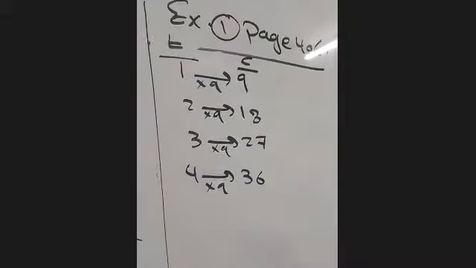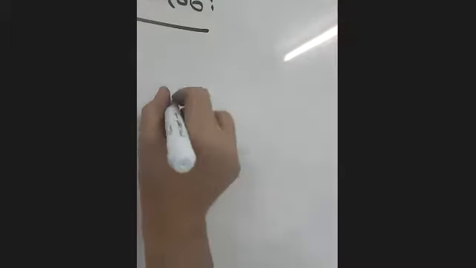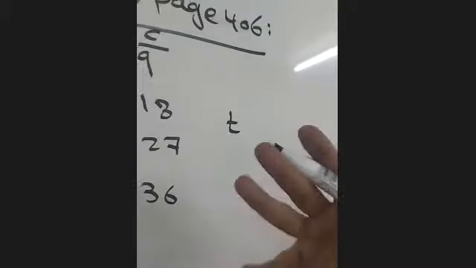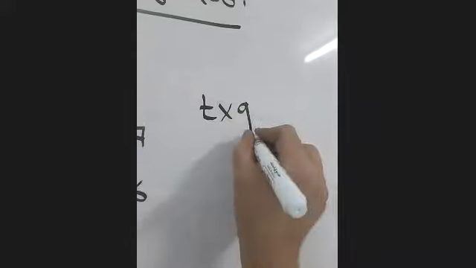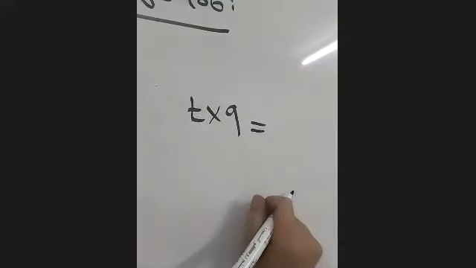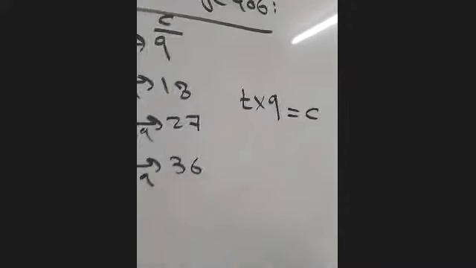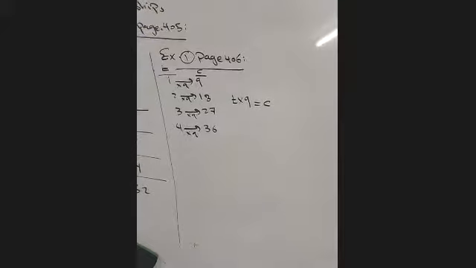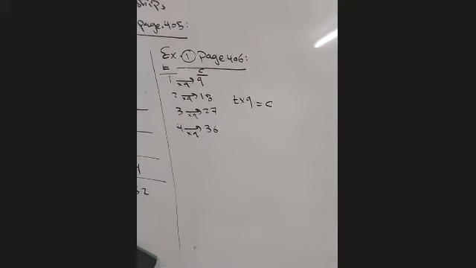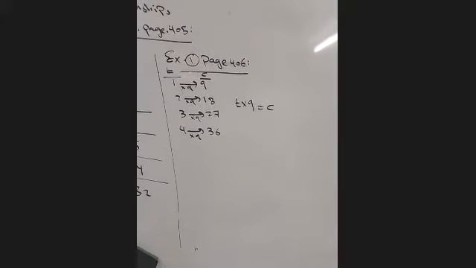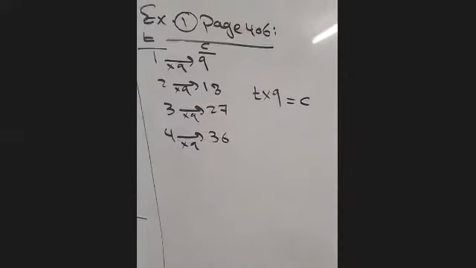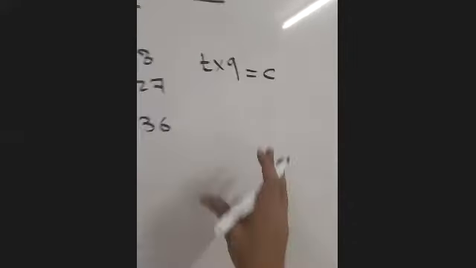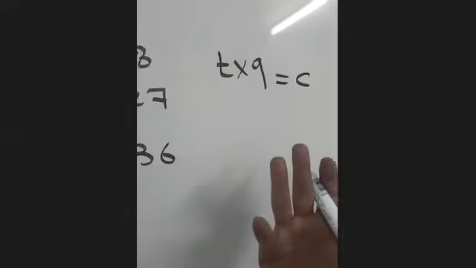So if you multiply T, now let's represent the formula. T multiply 9 equals C. So C equals T9. Now, Hamad, T multiply 9 is C, right? How do you write it as an equation, as a formula?